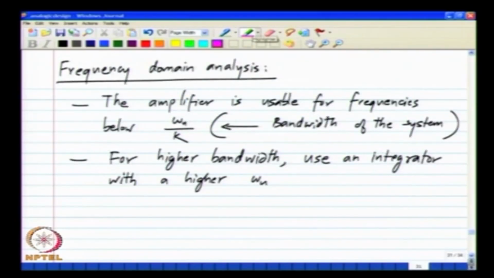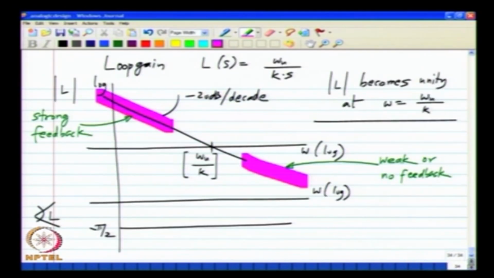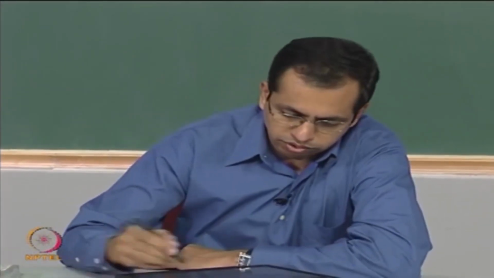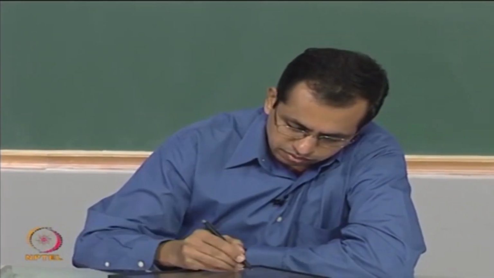The amplifier is usable for frequencies well below omega u by K. The gain is ideal below this value, almost ideal, and there is simply a delay. Whereas for frequencies much more than omega u by K, there is no feedback. You may have a connection from V naught through the resistive divider back to the input, but there is no signal coming back at those frequencies. So, that means that there is weak or no feedback, and it is not behaving like a negative feedback amplifier at all in this higher range of frequencies. So, the usable range of frequencies is given by this much, okay.